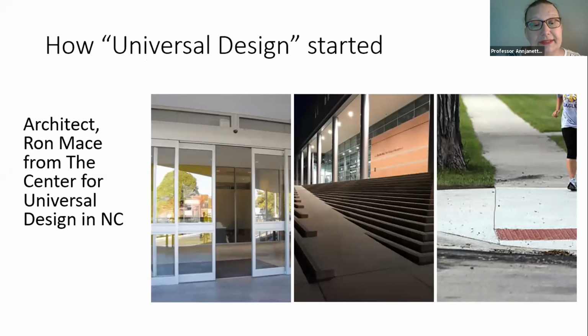How universal design started: the terminology was developed by Ron Mace. Ron Mace was the founder and program director of the Center for Universal Design in North Carolina. He was an architect who had a physical disability. He coined the term universal design to describe the concept of designing all products and environments to be aesthetic and usable to the greatest extent possible by everyone, regardless of their age, ability, or status in life.